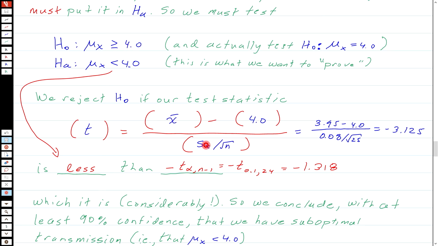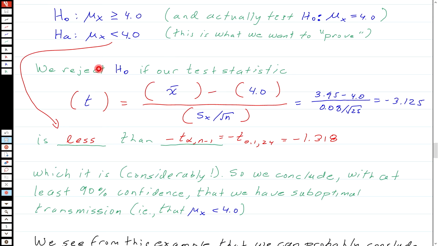And then underneath, we have the standard deviation of this thing, which we know is sx divided by the square root of n. We know all of these terms on the right-hand side: 3.95 minus 4 over 0.08 divided by root 25. Gives me minus 3.125. So x bar is more than 3 standard deviations away from where it should be if this claim is correct.